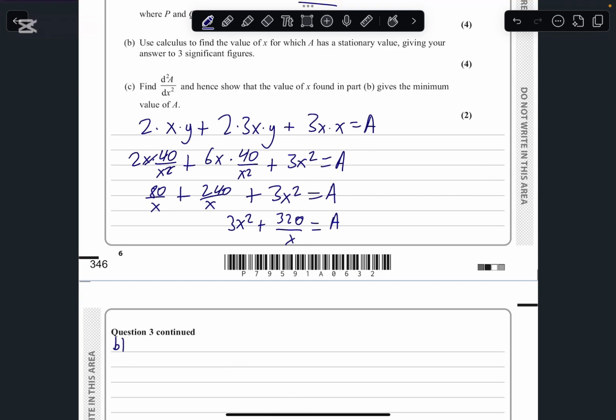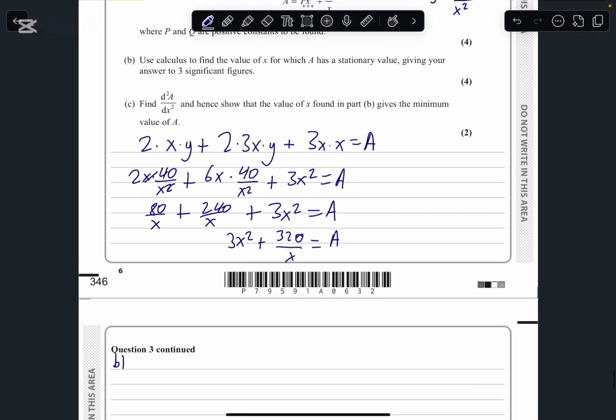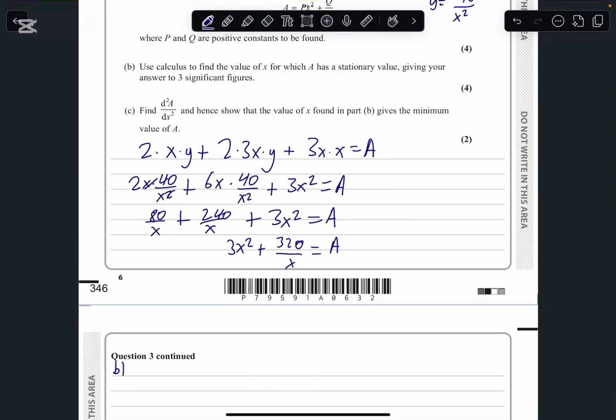Part b, we need to use calculus to find the value of x for which A has a stationary value, giving our answer to 3 significant figures. So in this case, A is like the function, so A is f of x, and the stationary point is given when dy/dx of an equation is equal to 0. So we'll set the derivative of this equation here to be 0 in order to find the stationary value of A.